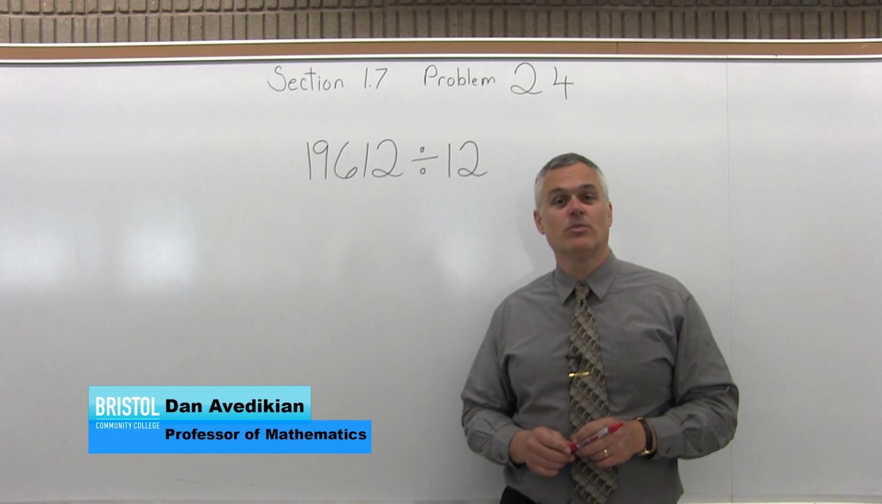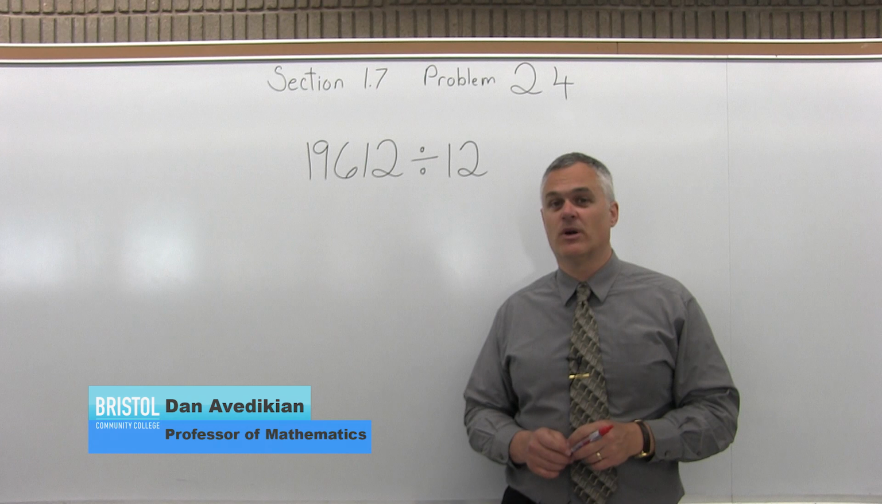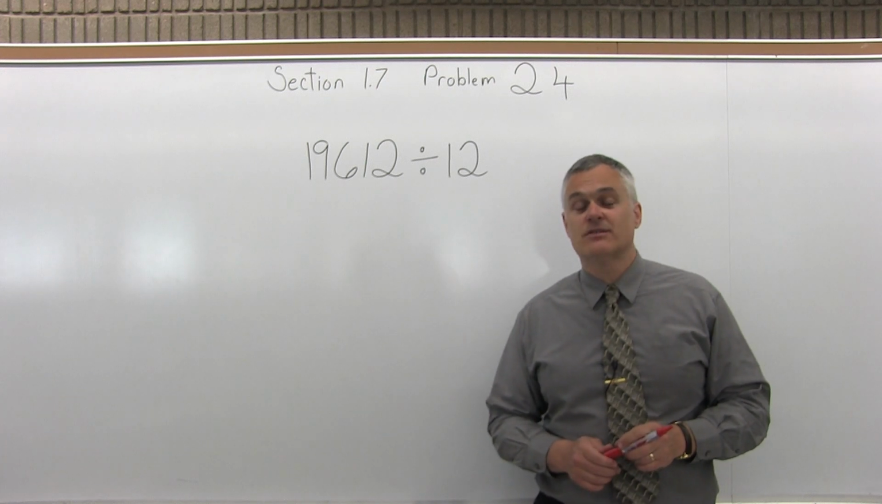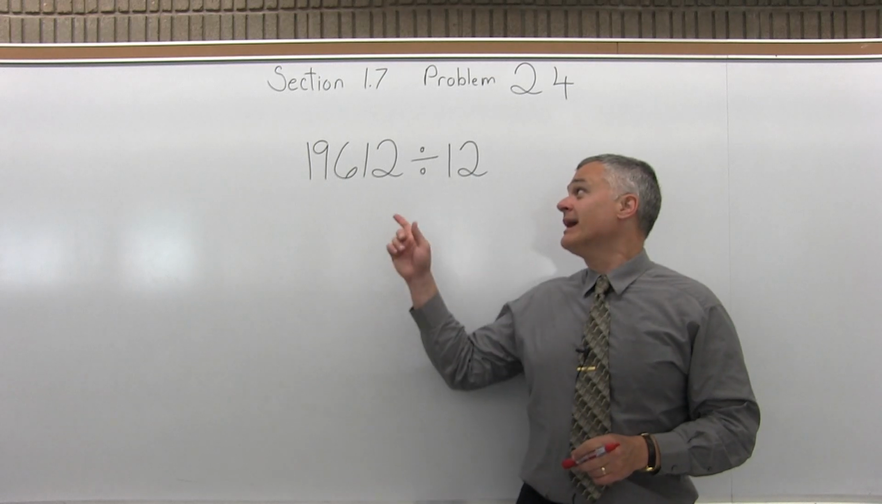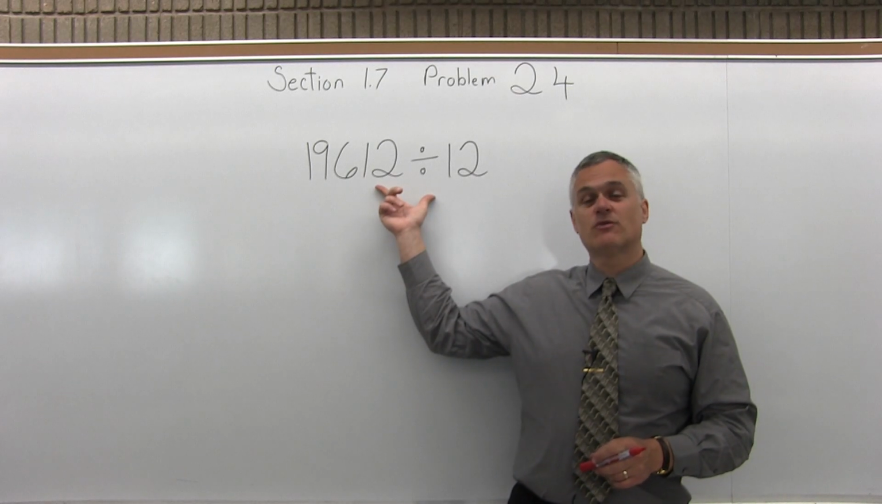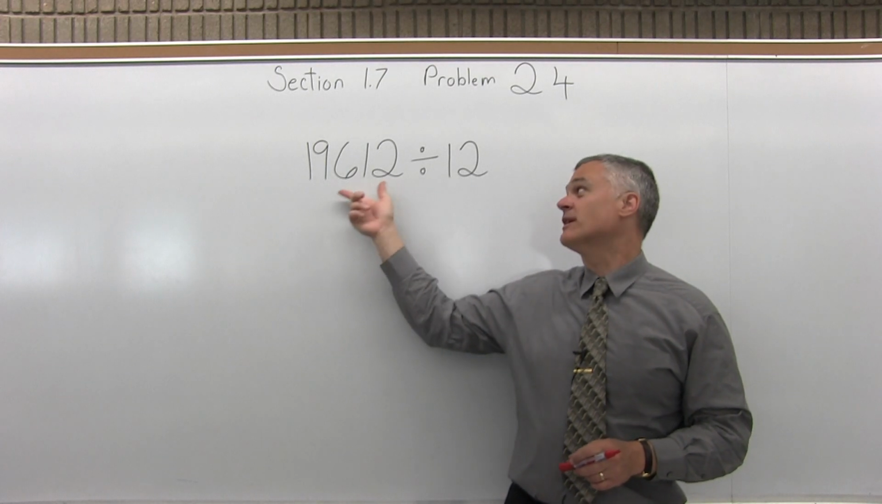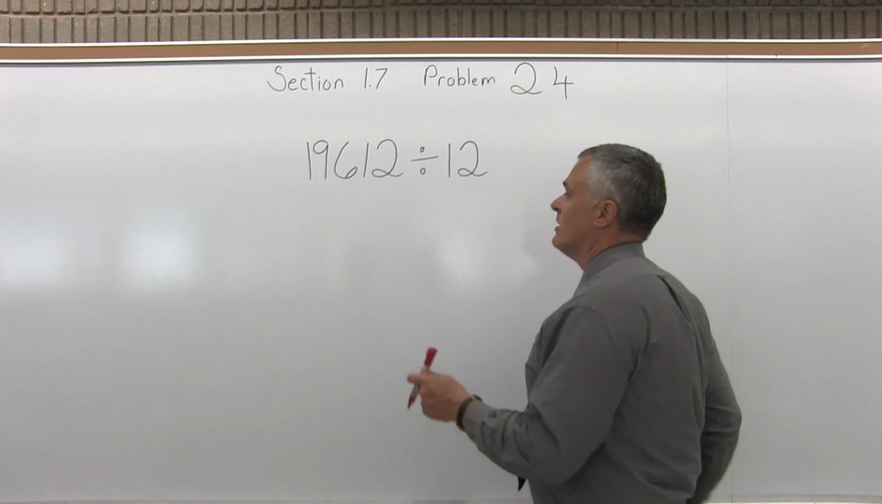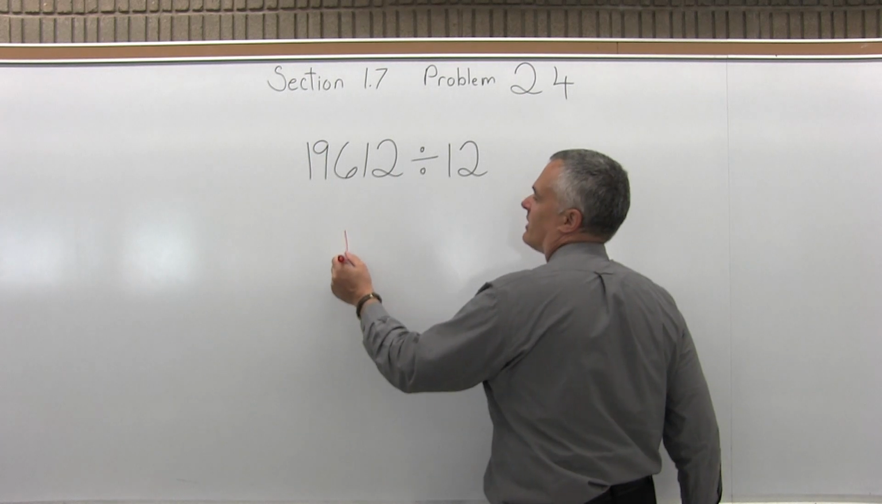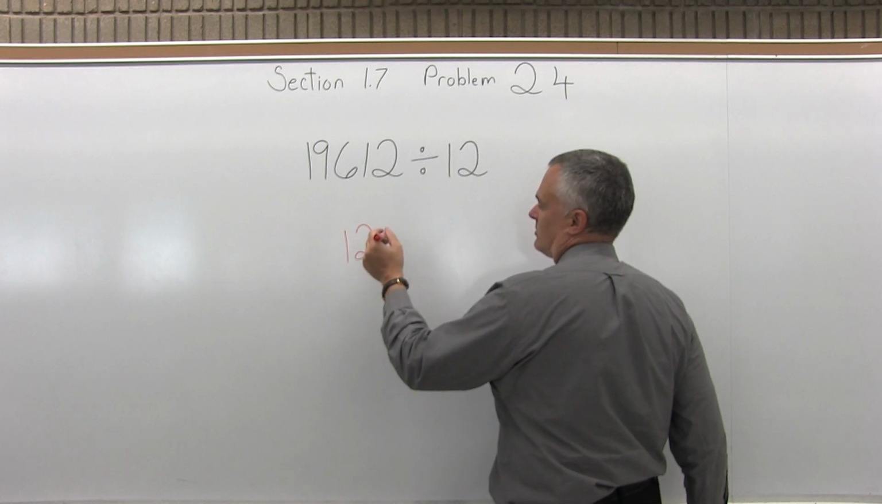This is Section 1.7, Problem 24. We have 19,612 divided by 12. And it's pretty tough to do in this format if you don't have a calculator. So if you have a calculator, you just enter it just as you see, hit equals, and you'll get the answer. But to do it without a calculator, you would do it by hand.